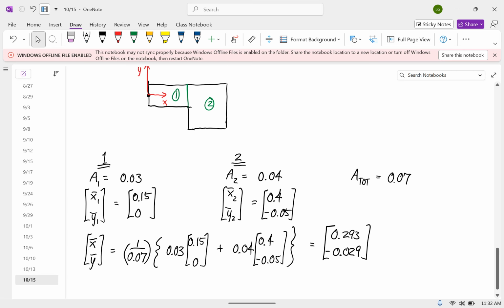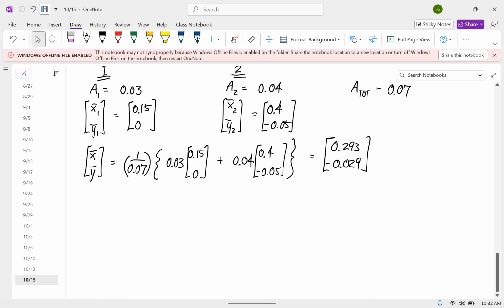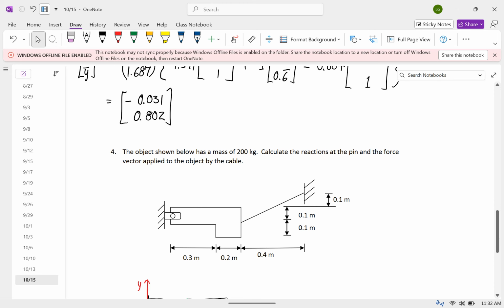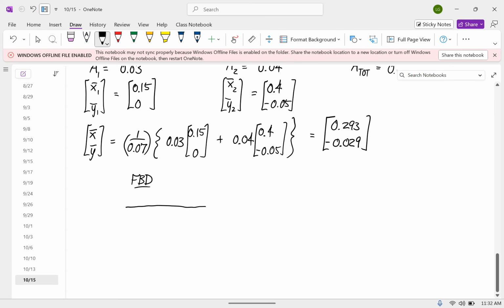And now we can do a free body diagram. We have a pin joint at where I chose the origin. We have a cable force at that end, and then we have the weight force at the location that we just figured out. So the pin joint, we have a vector r.